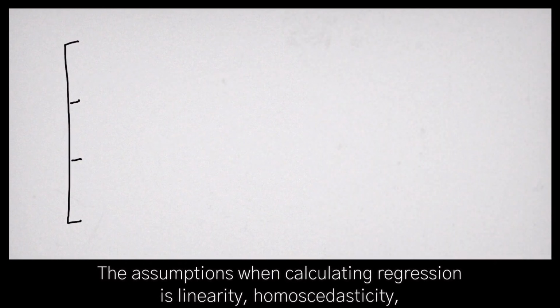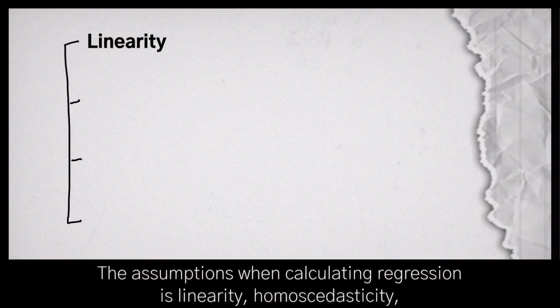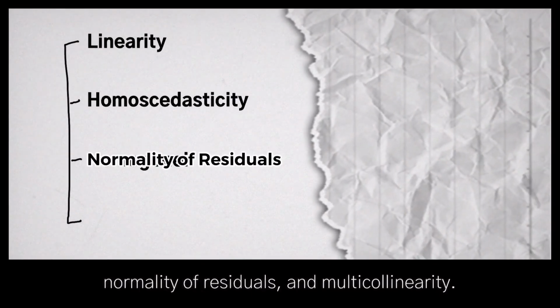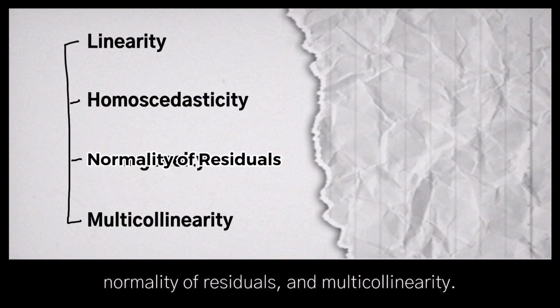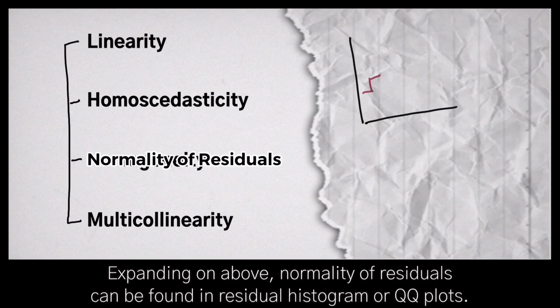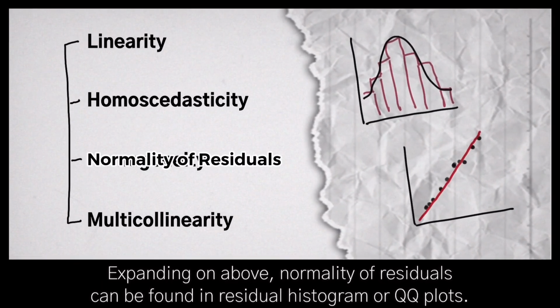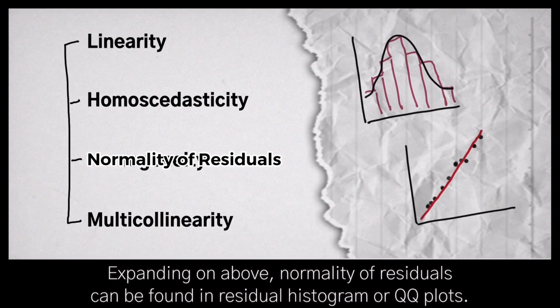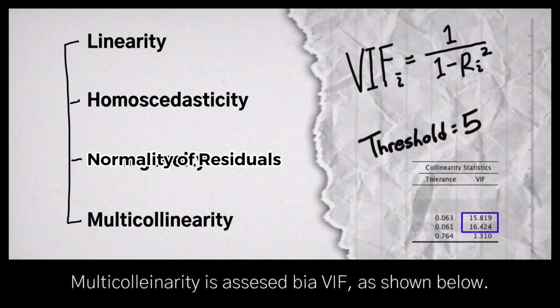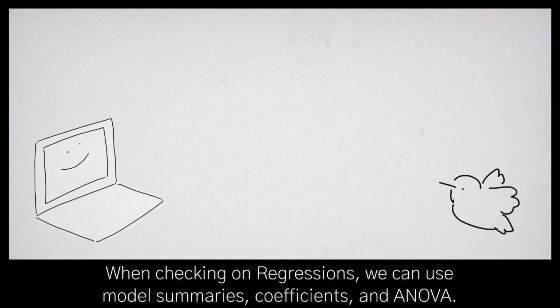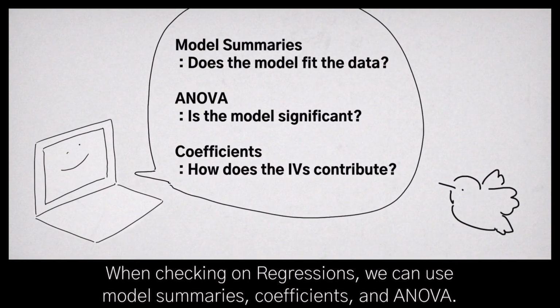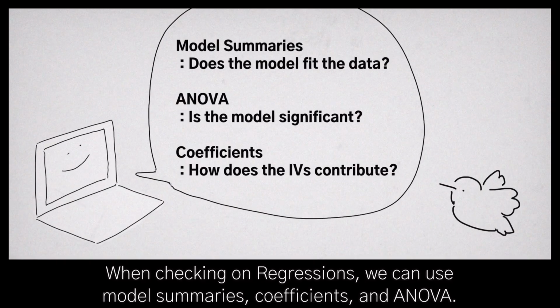The assumptions when calculating regression are linearity, homoscedasticity, normality of residuals, and multicollinearity. Expanding on above, normality of residuals can be found in residual histograms or QQ plots. Multicollinearity is assessed via VIF, as shown above. When checking our regressions, we can use model summaries, coefficients, and ANOVA.